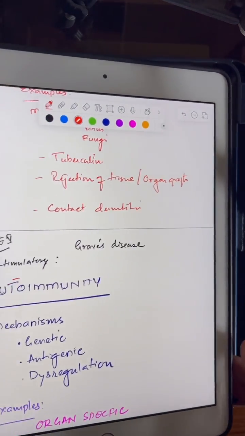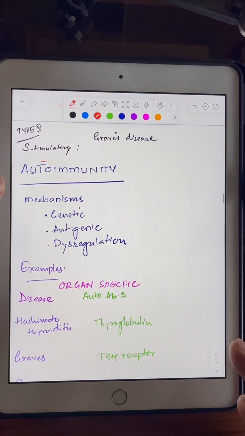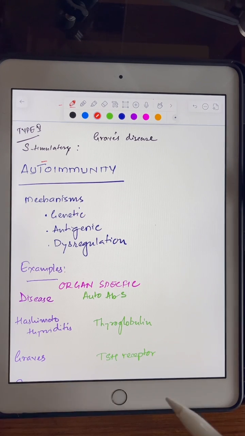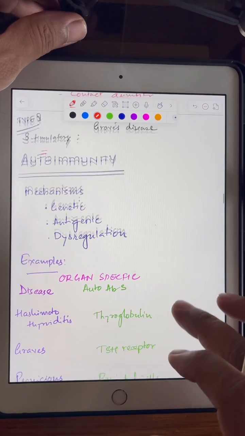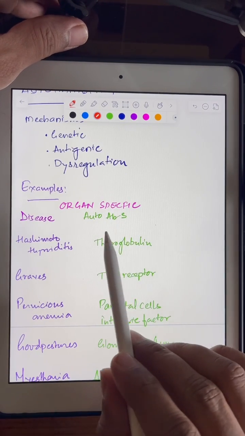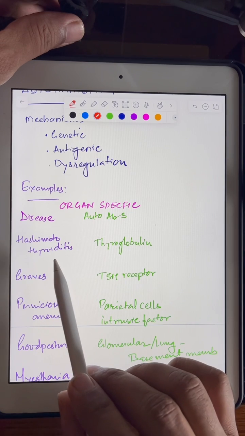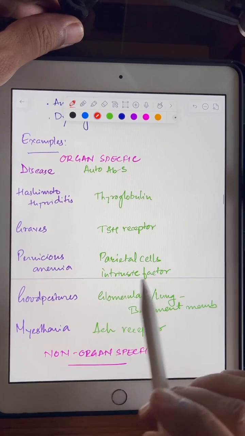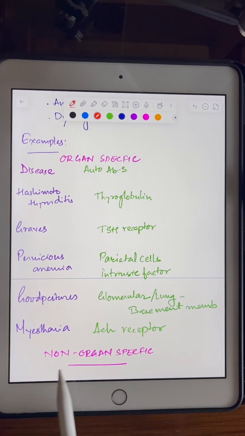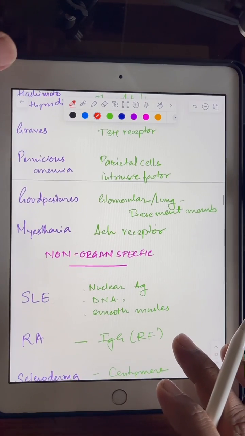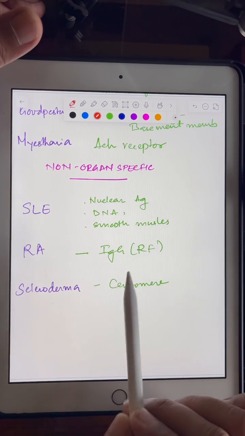Now we'll see autoimmunity. What is the mechanism of autoimmunity? Auto means self. Immunity is against destruction of cells. It can be genetic, antigenic, dysregulation. Examples of organ-specific autoantibodies: thyroid antibodies, thyroglobulin, Hashimoto's thyroiditis, Graves' disease, TSH receptors, pernicious anemia, parietal cells, Goodpasture's, glomerulus and lungs, basement membrane, myasthenia gravis, ACh receptors. Non-organ specific: systemic lupus erythematosus, nuclear antigen, DNA, smooth muscles, rheumatoid arthritis, IgG, scleroderma.